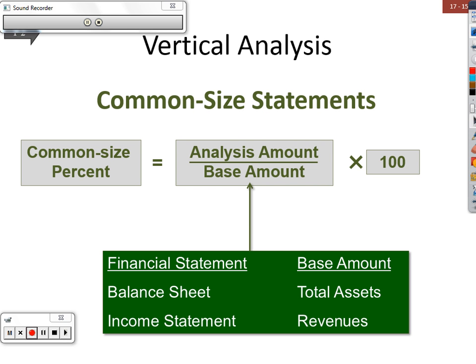If you look at the balance sheet, total assets is going to be the base amount. What's going to be the analysis amount? Each asset. So it will be cash divided by total assets. Cash and cash equivalents divided by total assets. Accounts receivable divided by total assets. You get where I'm going with that?